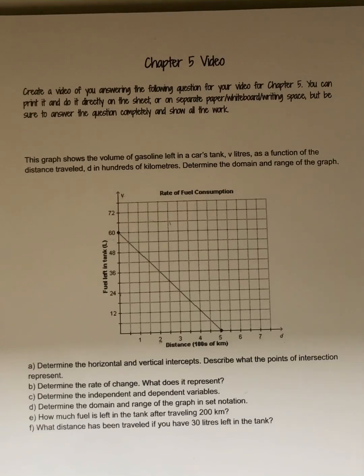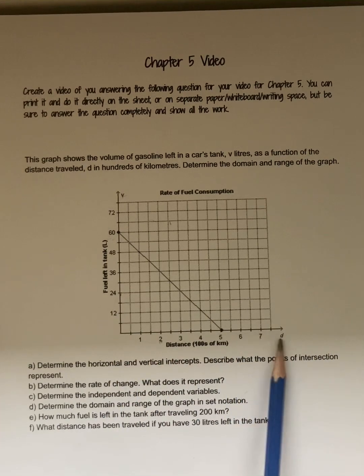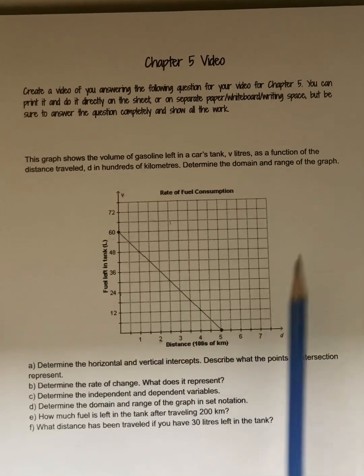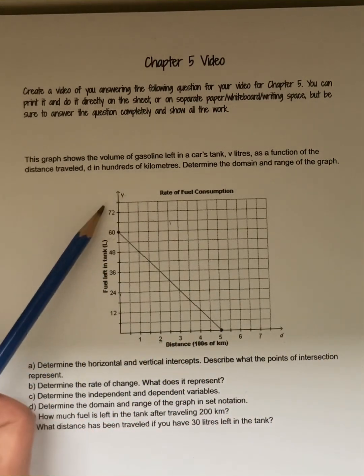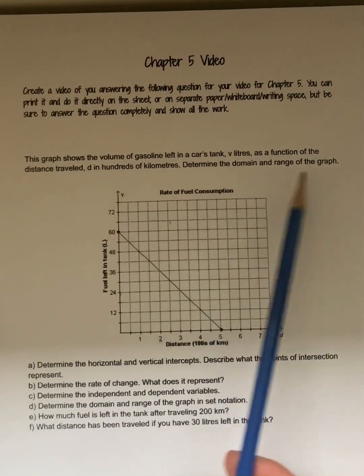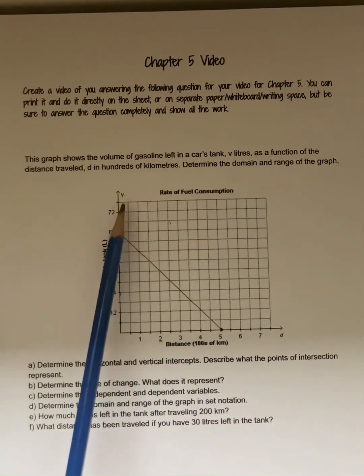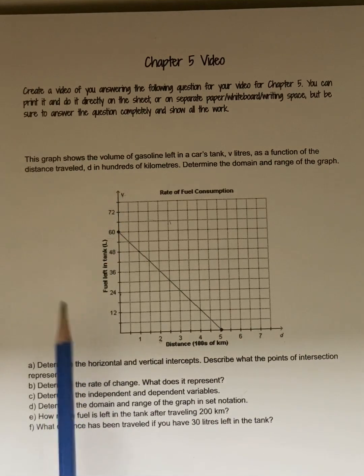What helps me is picturing a table, splitting it down the middle, putting X and Y. Your domain will always be the X and your range will always be the Y. In this instance, you see that the X or horizontal axis is labeled as D, so the D would be the domain, and the Y-axis or vertical axis is labeled as V. So the domain of the graph would be distance, and the range of the graph would be fuel left in the tank.